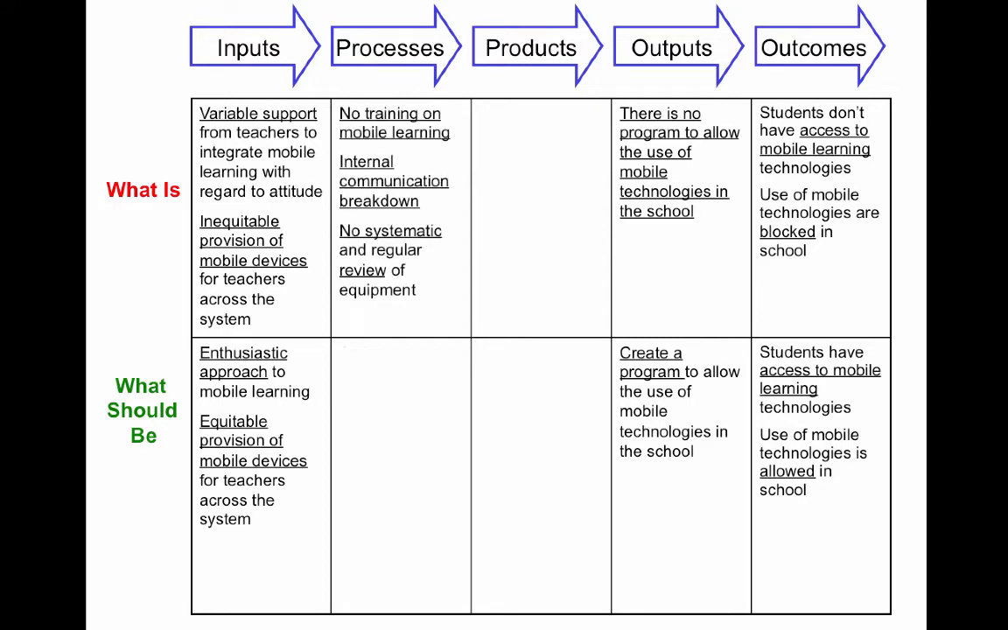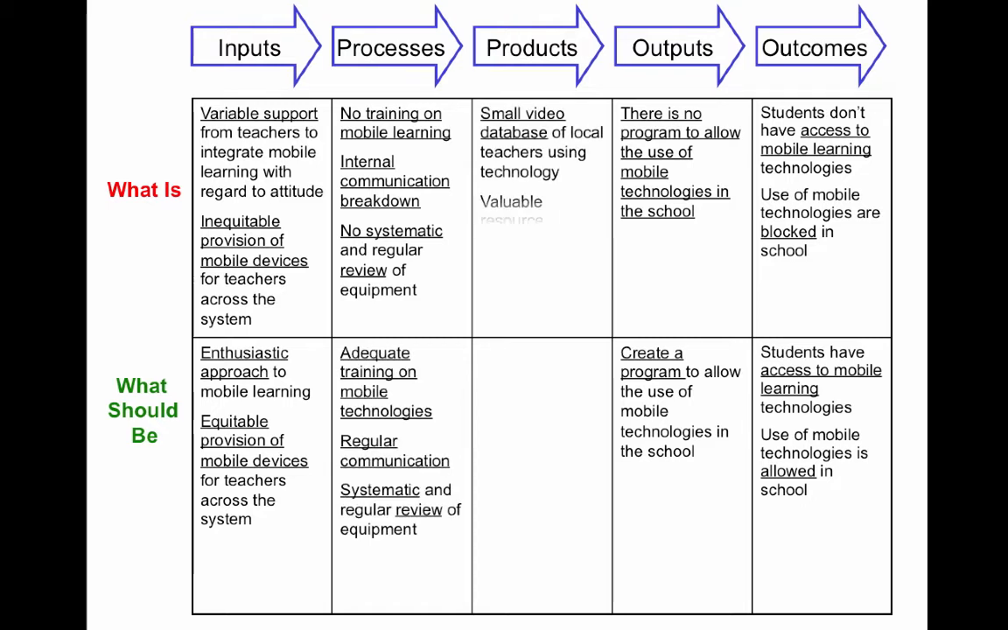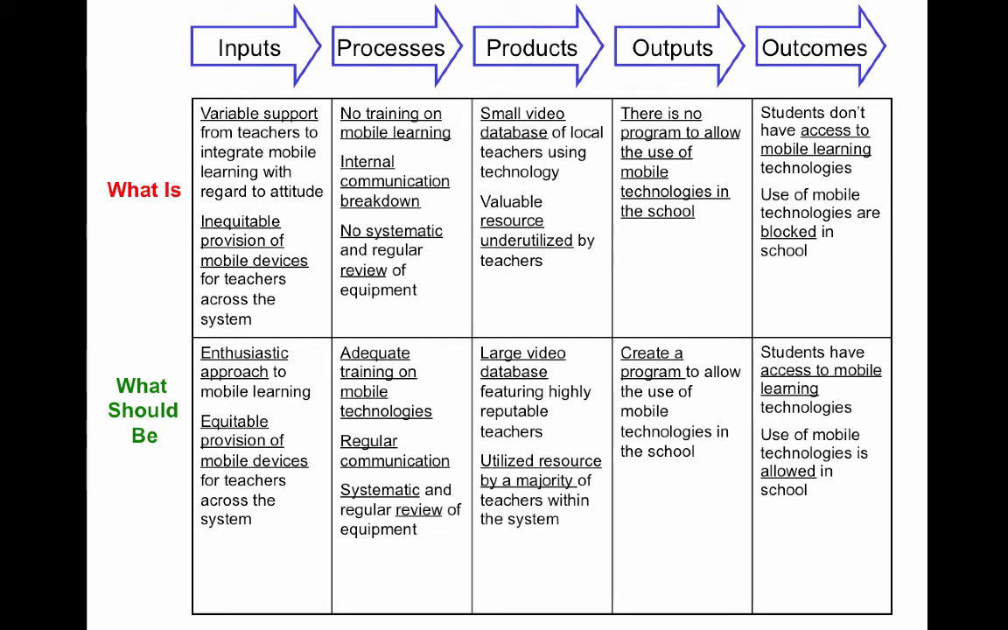Processes. There's no training on mobile learning. At least now we're out of mobile learning. There's an internal communication breakdown and no systematic and regular review of equipment. Those are legitimate processes, but again, everything seems so focused on mobile technologies, we really haven't gotten out of that box. One thing I also notice about this, there are only 2 items in most of the cells. There really should be a number of different things if we are truly to find our solution.